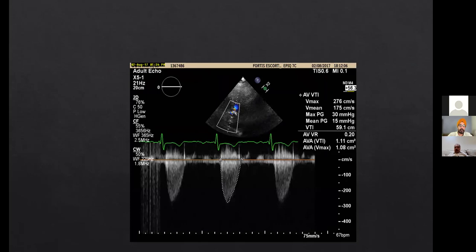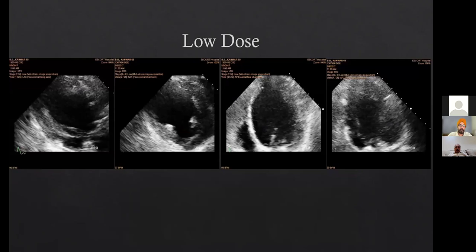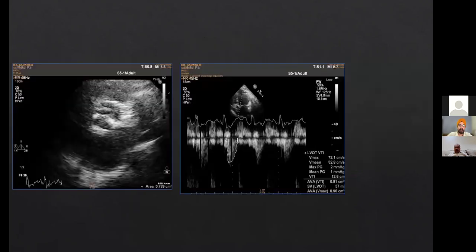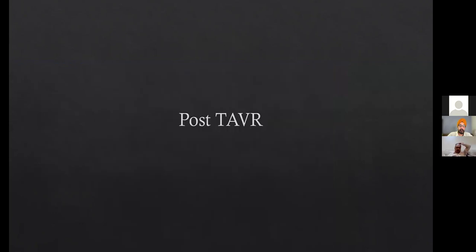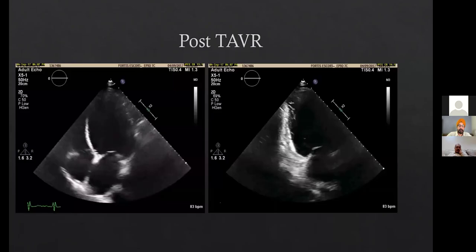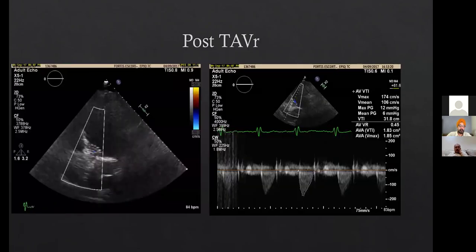And when we calculated, our aortic valve area at rest was 1.1. And when we did a low dose dobutamine, our aortic valve area reduced to 0.91. Gradients increased. And this is where we are. So we convinced the family. First, we had to convince ourselves. But once we had convinced ourselves, we subjected this patient to TAVR.